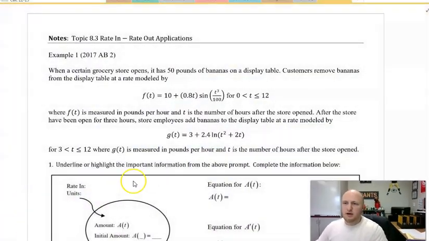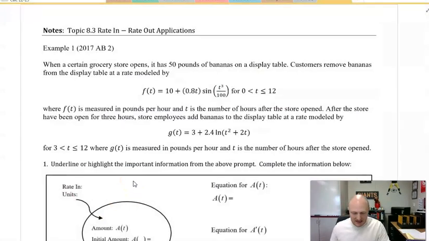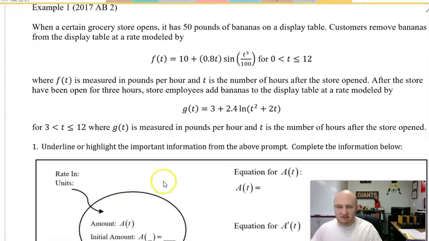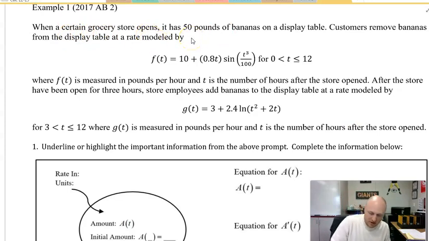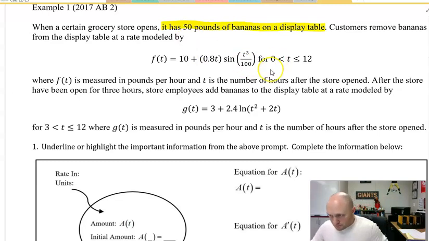All right, so let's go ahead and look at an example from 2017. This is question number 2 involving the minions' favorite, the bananas. When a certain grocery store opens, it has 50 pounds of bananas on the display table. This is very important because these problems often give you an initial value. So right there's your initial value.